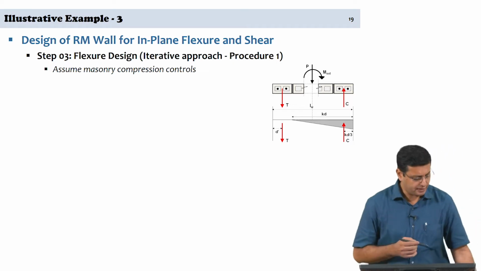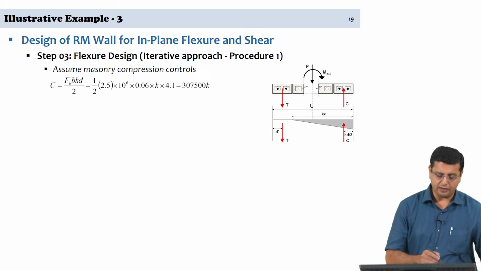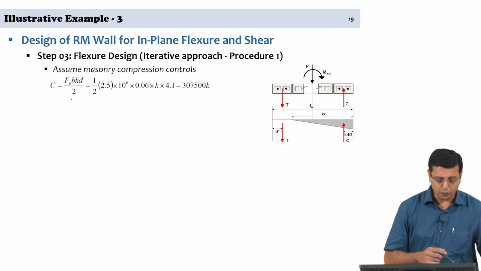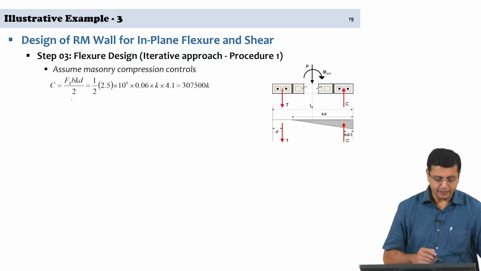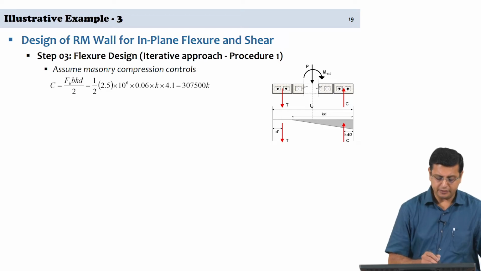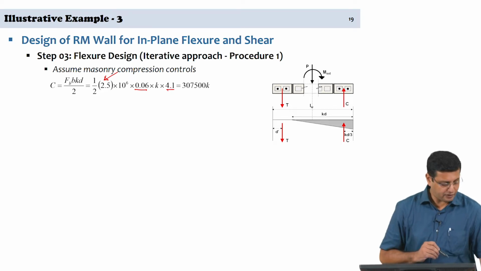So, let us assume in the first instant that the masonry compression controls and calculate the compressive force in the masonry. Fb, because it is flexural compression now, into B, which is the width of the net bedded area that we use here, into Kd, d being the effective depth that we calculated, divided by 2, and therefore, Fb is 2.5 as estimated earlier. The bedded width is 60 mm, K is unknown and effective depth is 4.1.